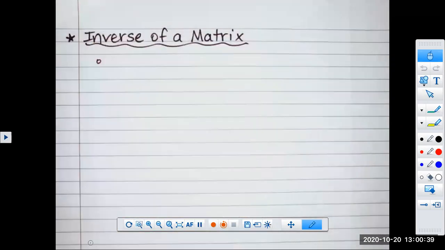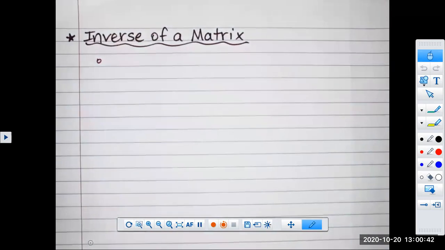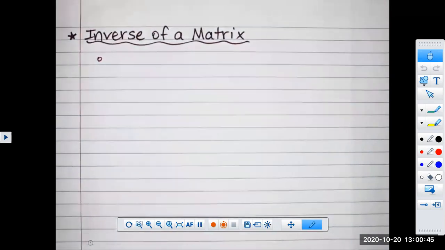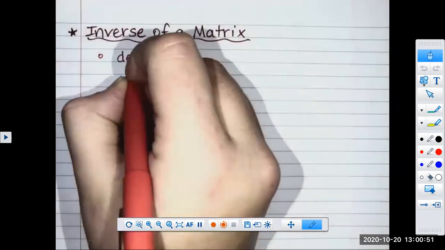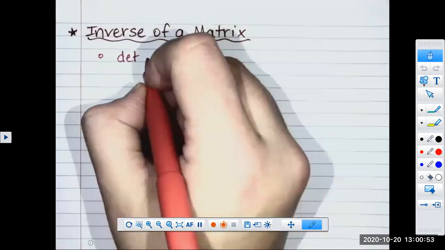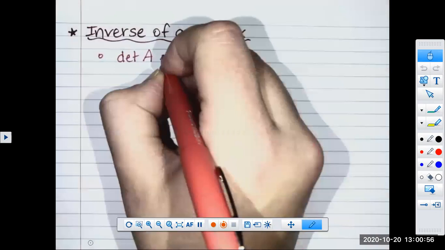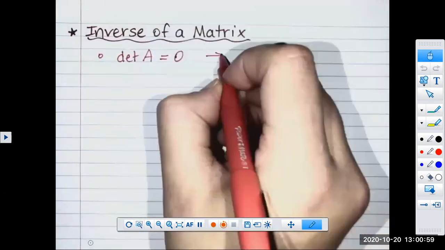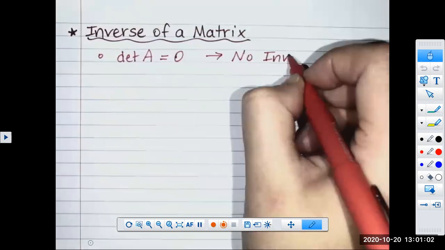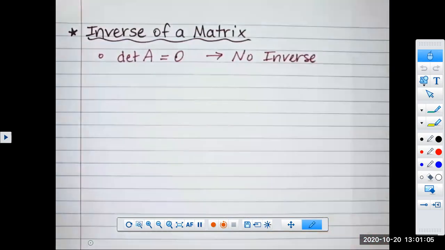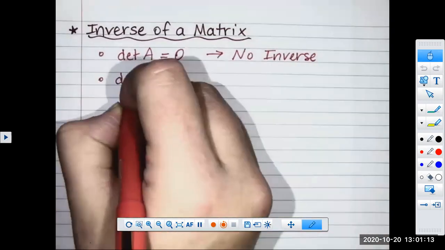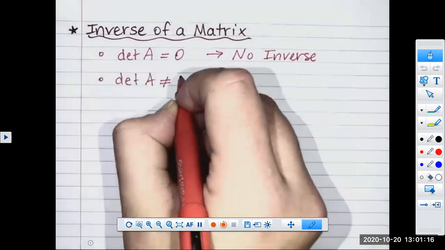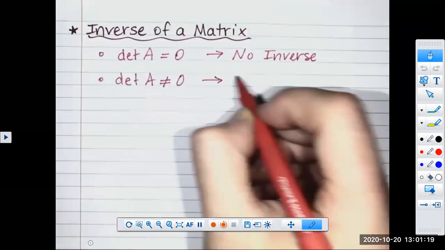All right, there's two conditions. Either a matrix has an inverse or a matrix does not, and you use the determinant to figure that out. If you calculate the determinant of your matrix, let's say we got matrix A, if that determinant comes out to be 0, it has no inverse. If the determinant value is 0, it does not have an inverse. If your determinant value comes out to be anything other than 0, then it does have an inverse.